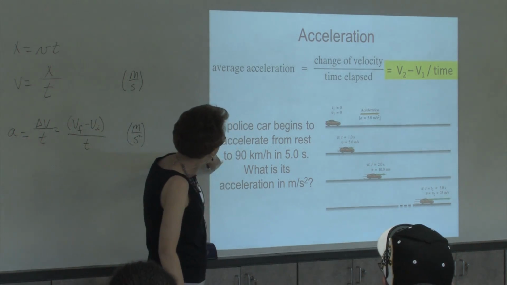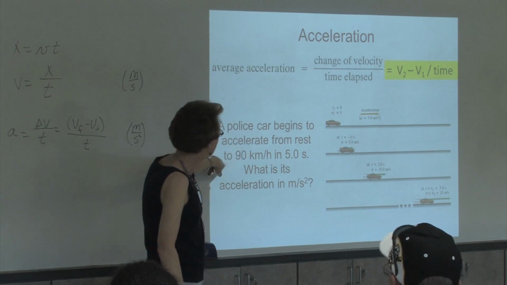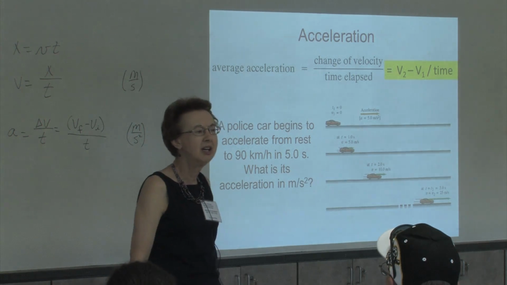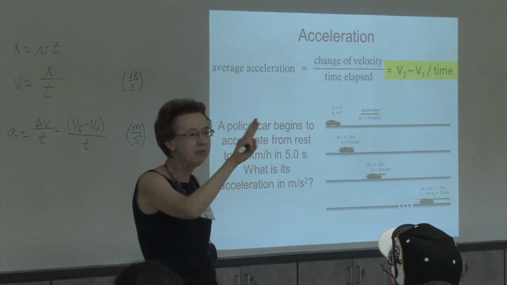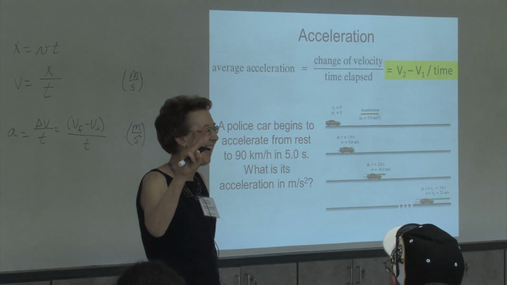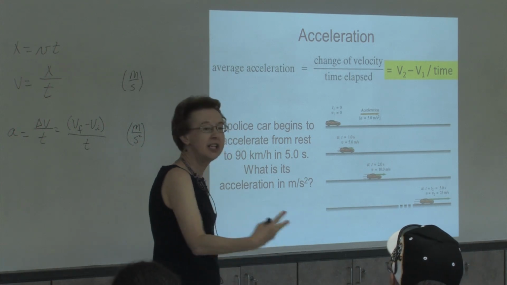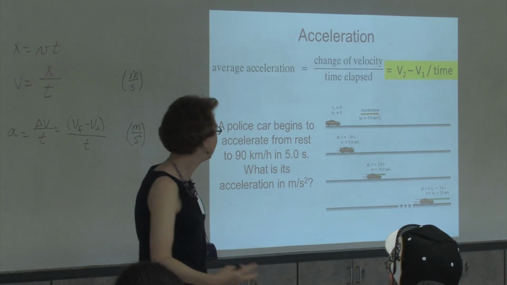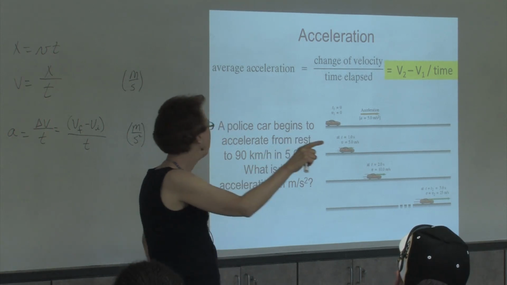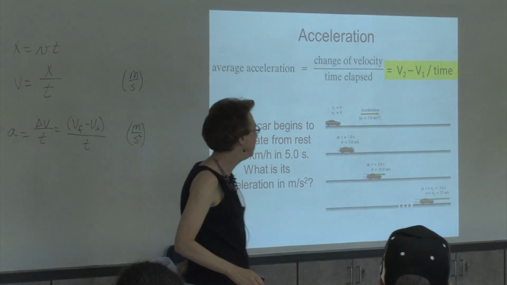So it accelerates from rest to 90 kilometers per hour in 5 seconds. What is its acceleration in meters per second squared? This is a two-part problem. Why is it two-part? Yeah, the units. You gotta take care of the units first. Let's get all our units into meters per second. So, could you please convert for me 90 kilometers per hour to meters per second?